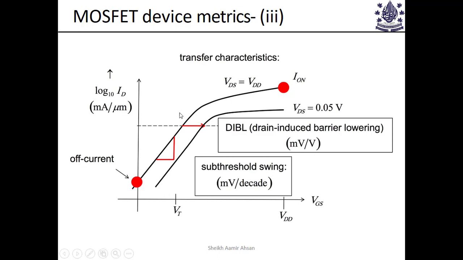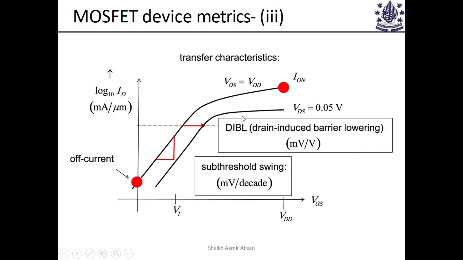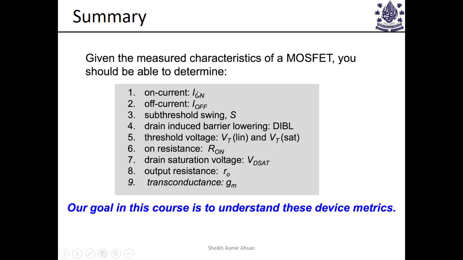Because this is log scale, it does look like it is flattening, but if you go back to the previous plot, you see the current is changing linearly. Okay, and there is one more phenomenon. We'll talk about this in the subsequent lectures, because it needs more attention. So to summarize, if we have a set of measured characteristics of a MOSFET, you should be able to find out all these quantities: the on current, the off current, the subthreshold swing.